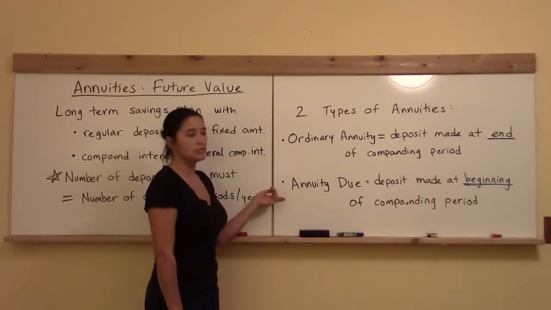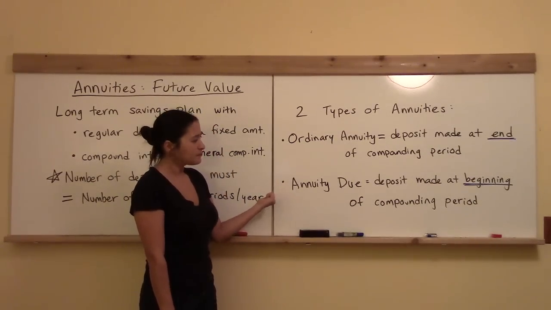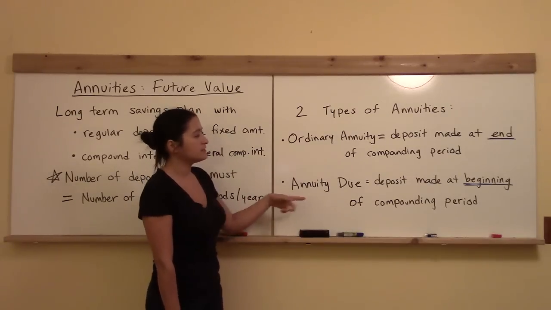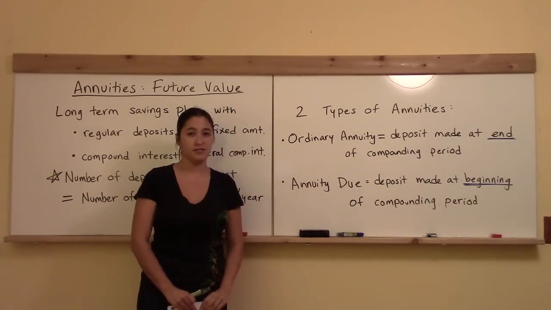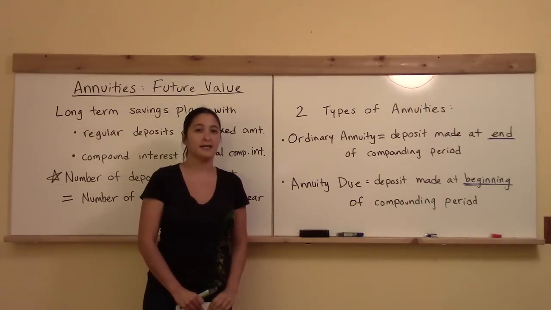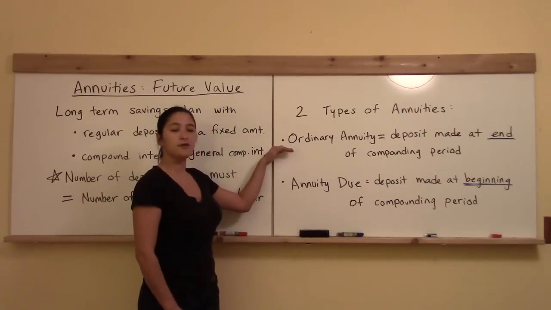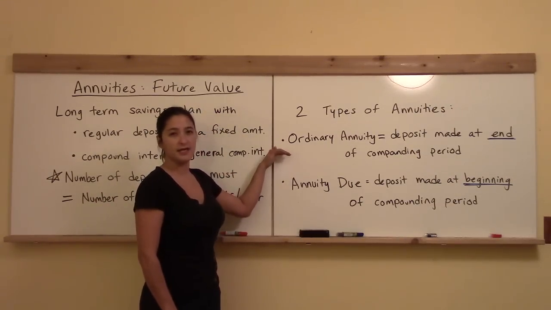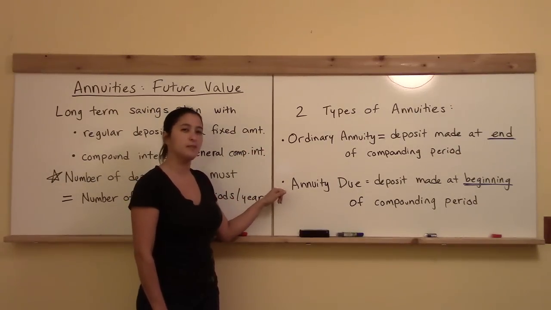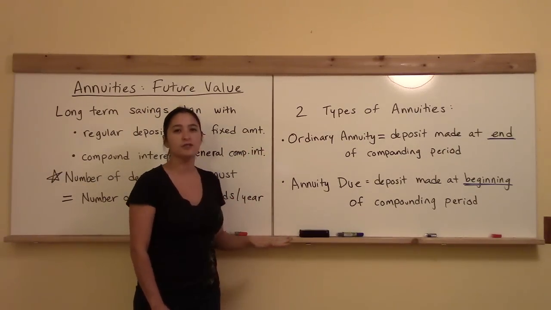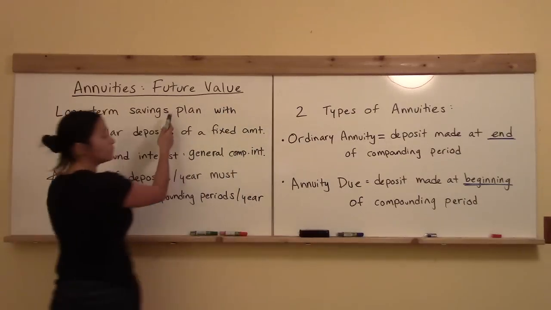And that's as opposed to the other type of annuity called annuity due. It's a little bit weird of a name. And in annuity due, it means that the deposit is made at the beginning of the compounding period. So once again, if my bank was offering an account with a fixed APR at monthly compounding, an ordinary annuity would have me putting the money in at the end of every month. An annuity due would have me putting the money in at the beginning of every month. That's the only difference, and you're going to see a slight difference in the future value equations that I'm going to present next.